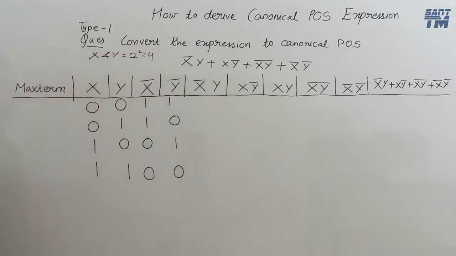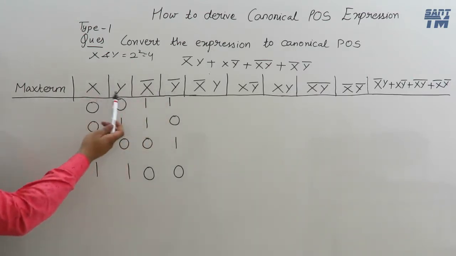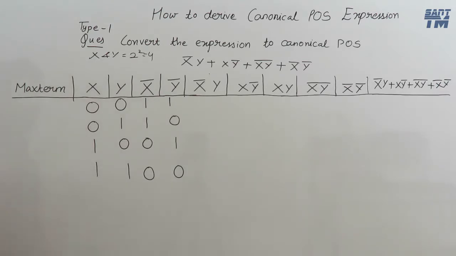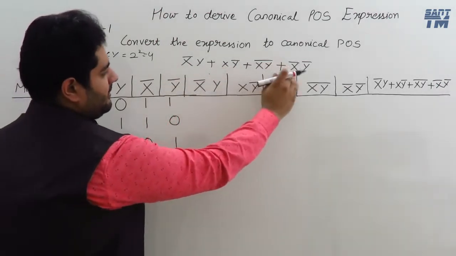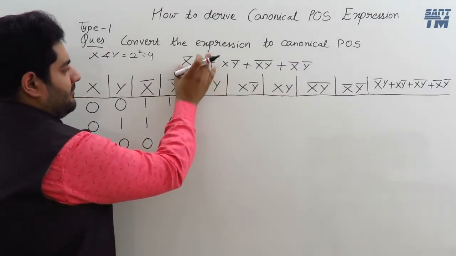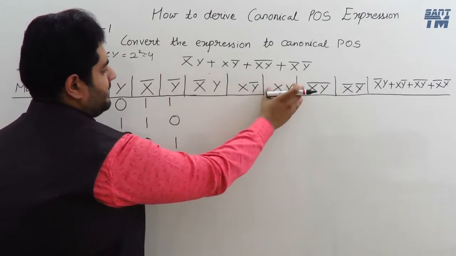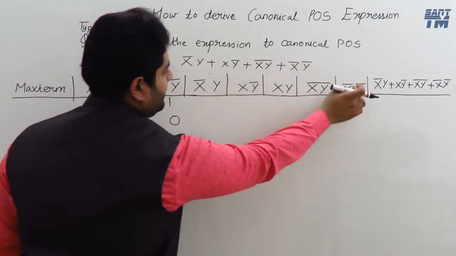That is 4 rows in the truth table. 0 0 1 1, 0 1 0 1. X bar is the opposite of X, Y bar is the opposite of Y. Now in this expression we need X bar Y, X Y bar, XY whole bar and X bar Y bar. So we make a column for each of them. This is X bar Y, X Y bar. XY we have made to calculate this XY whole bar, then X bar Y bar.